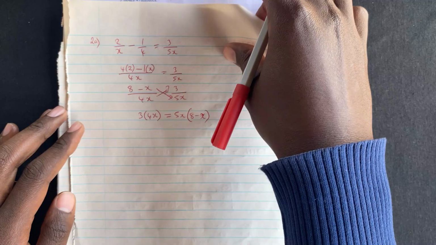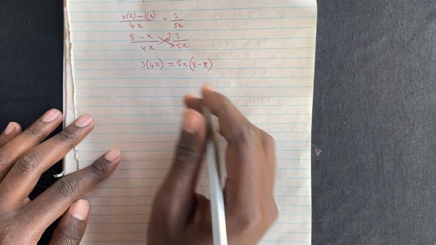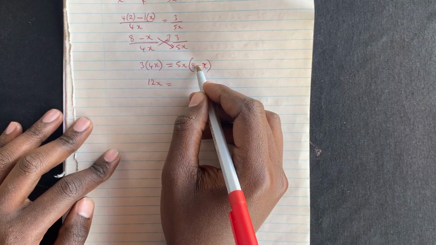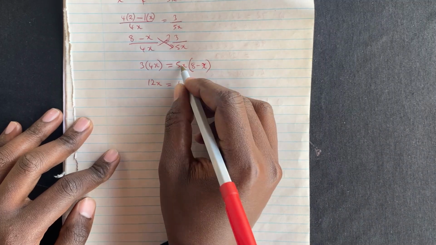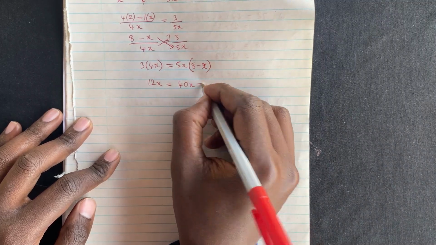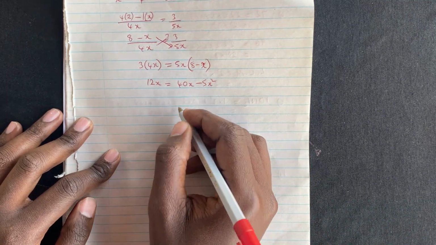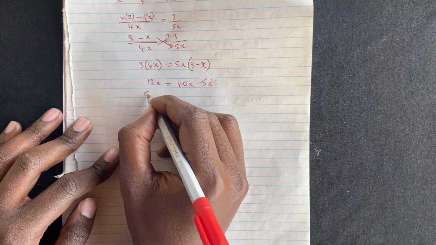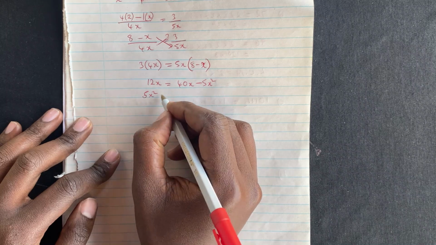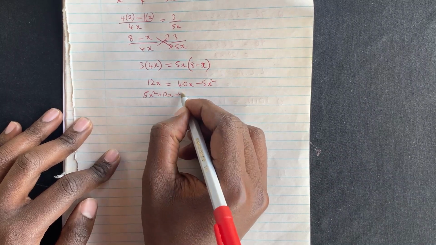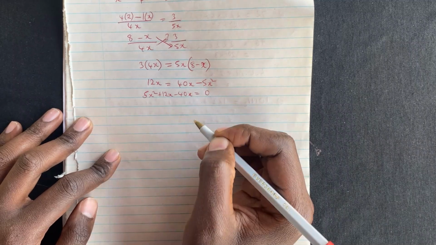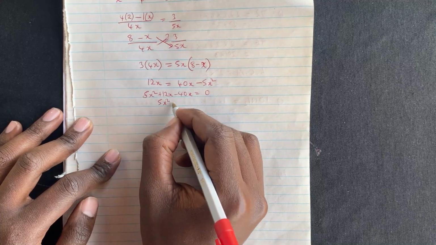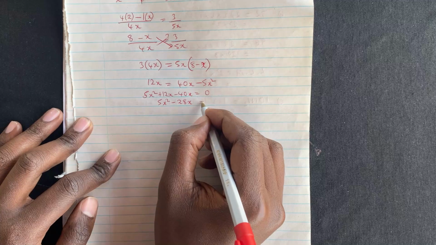And then here, 3 multiplied by 4x, this is 12x, is equal to 5x multiplied by 8, this is 40x. 5x multiplied by minus x, this is minus 5x squared. And then here we're going to put everything this side so that it becomes 5x squared plus 12x minus 40x is equal to 0. And then 12x minus 40x, that is going to give us minus 28x is equal to 0.